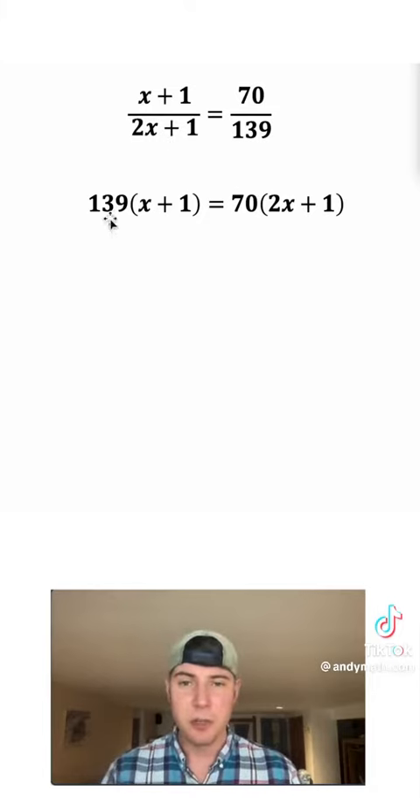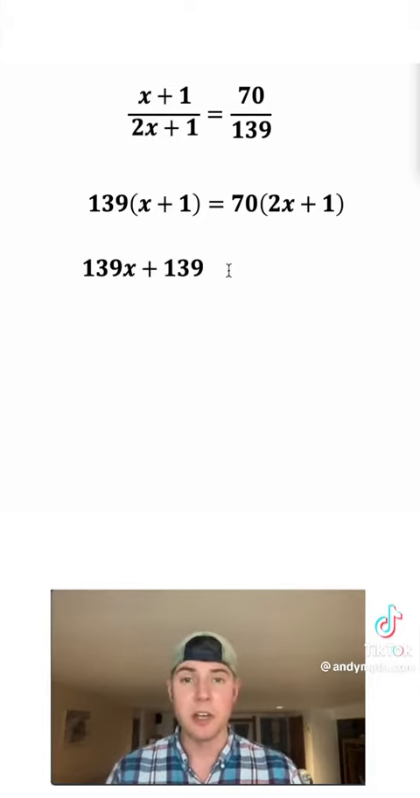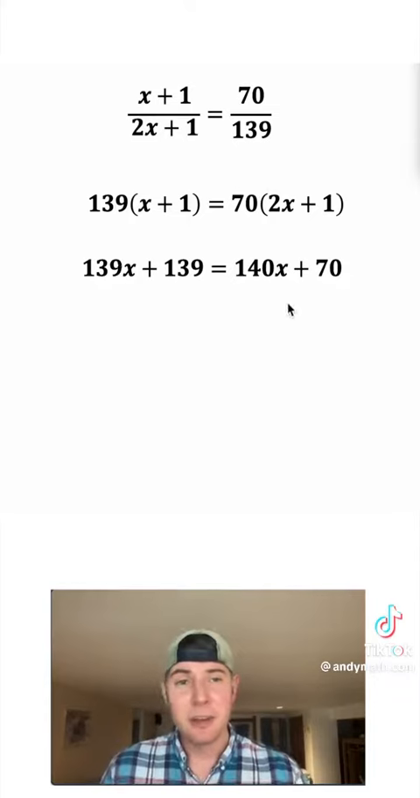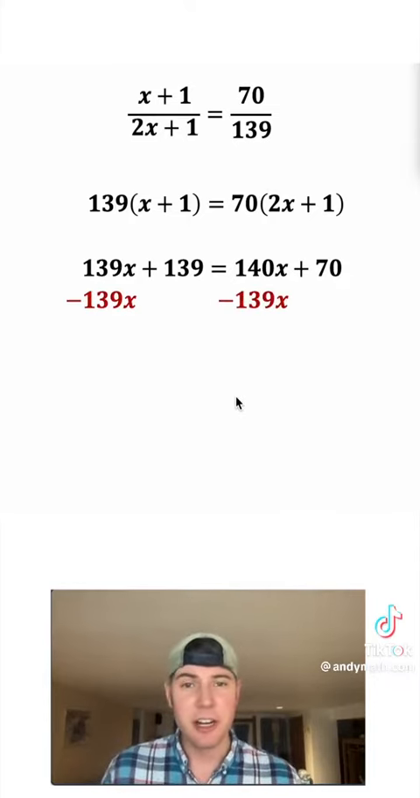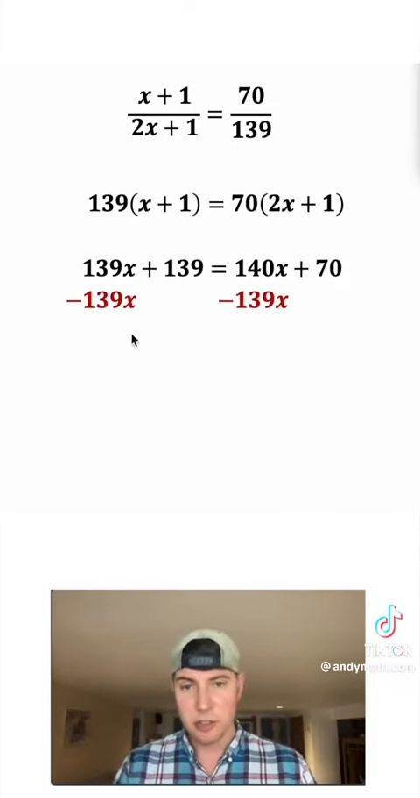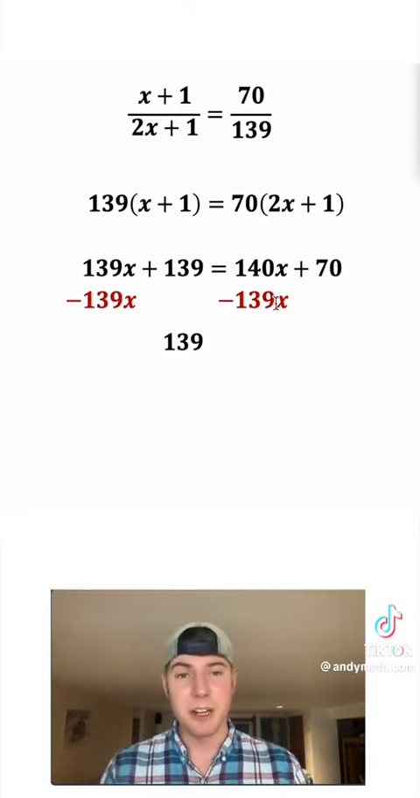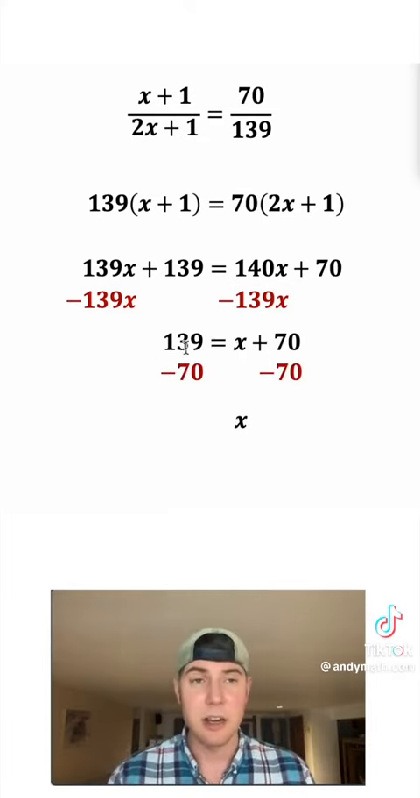And then if we distribute, 139 times x is 139x. 139 times 1 is 139. 70 times 2x is 140x, and 70 times 1 is 70. Now we have an x on both sides, so let's subtract 139x from both sides. These cancel, so on the left-hand side, we only have 139. And on the right-hand side, 140x minus 139x is just x, and we still have the plus 70. And on the left-hand side, 139 minus 70 is 69.